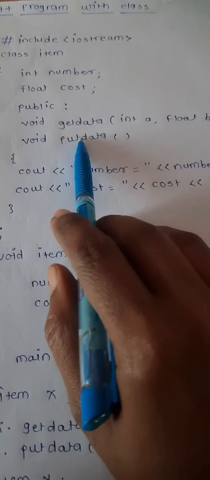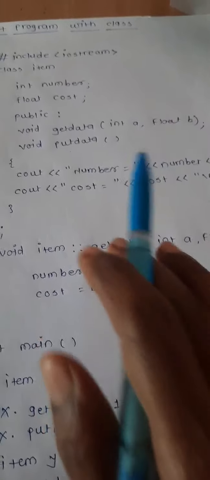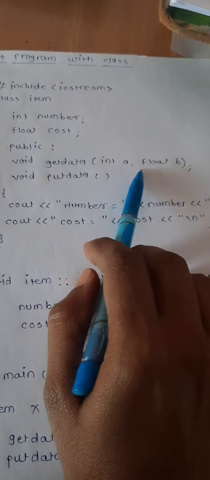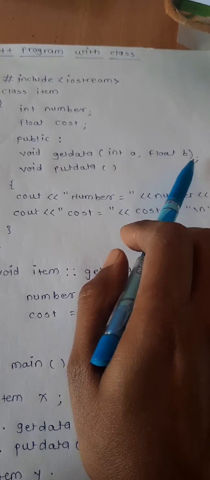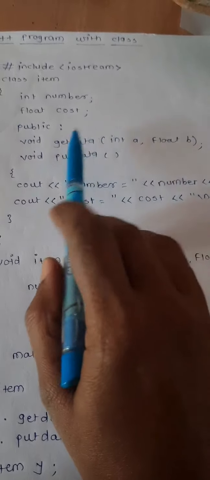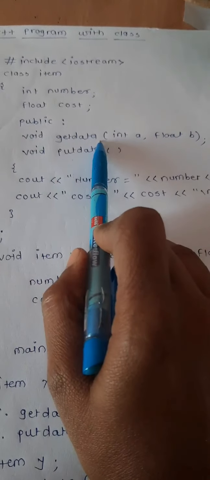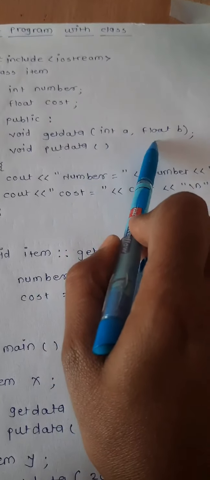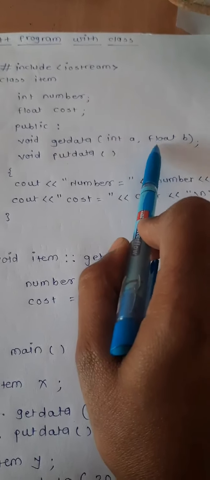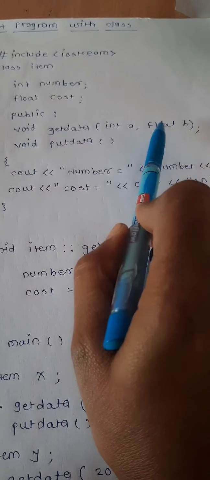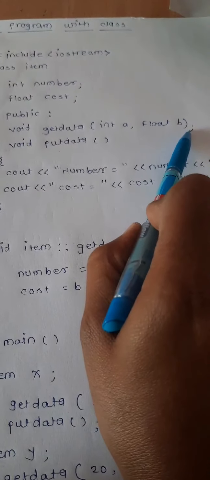So here these two member functions are, you can see here, public void getdata (int a, float b). We declare it here and we give one semicolon symbol. It means that here we declare the getdata function and we declare the arguments and their data types. We do not give the definition of this getdata function here, so it is just a declaration, so we write the semicolon symbol here.